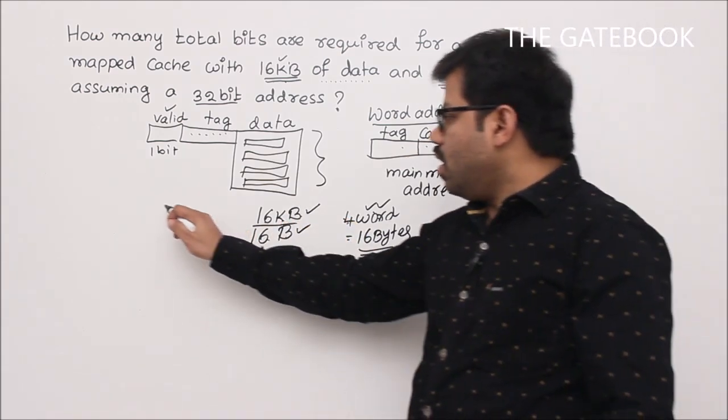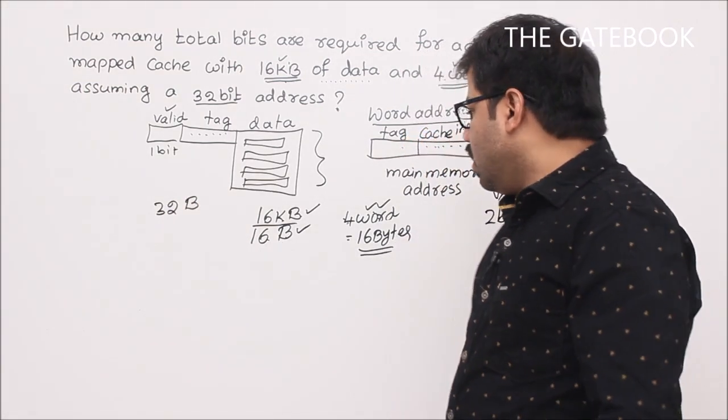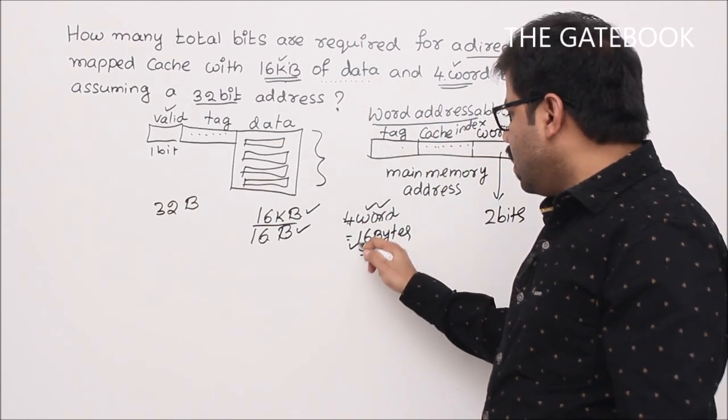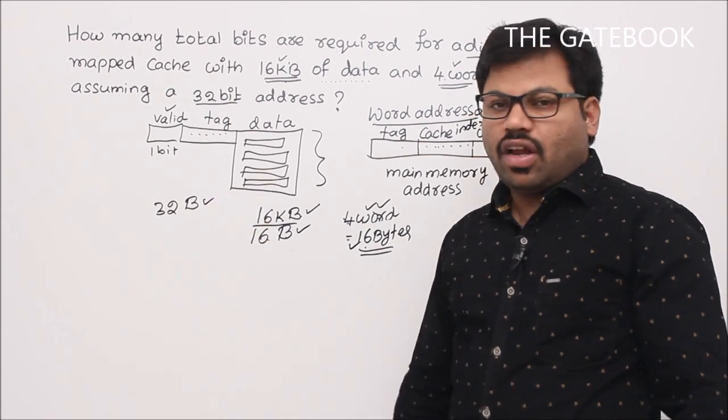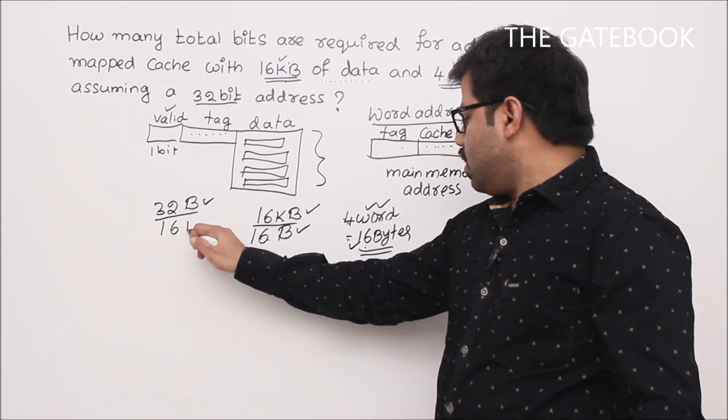Understand? For example, the total number of bytes in your cache is 32 bytes, but each block contains, let's say, 4 words. 4 words means 16 bytes, but in total we have 32 bytes. Then how many blocks will there be? For that we have to divide 32 bytes by 16 bytes.